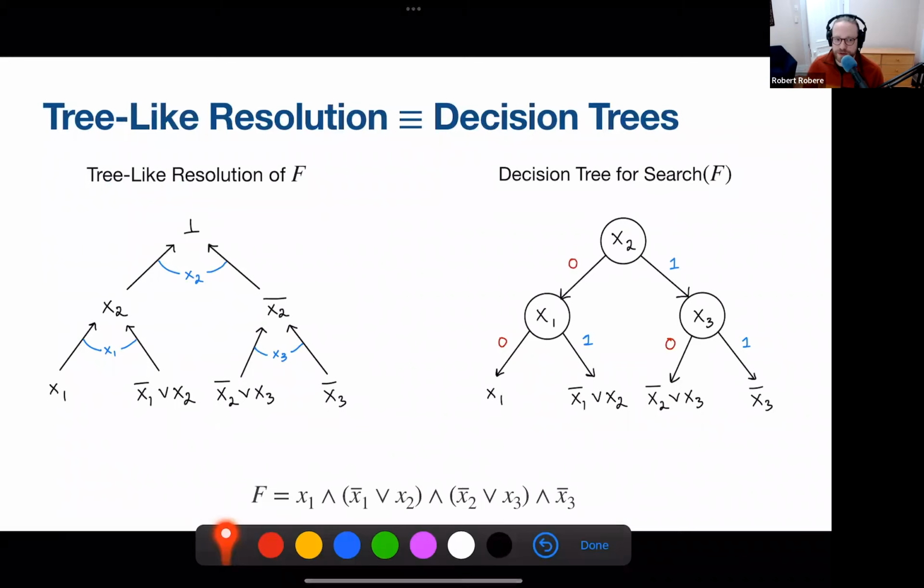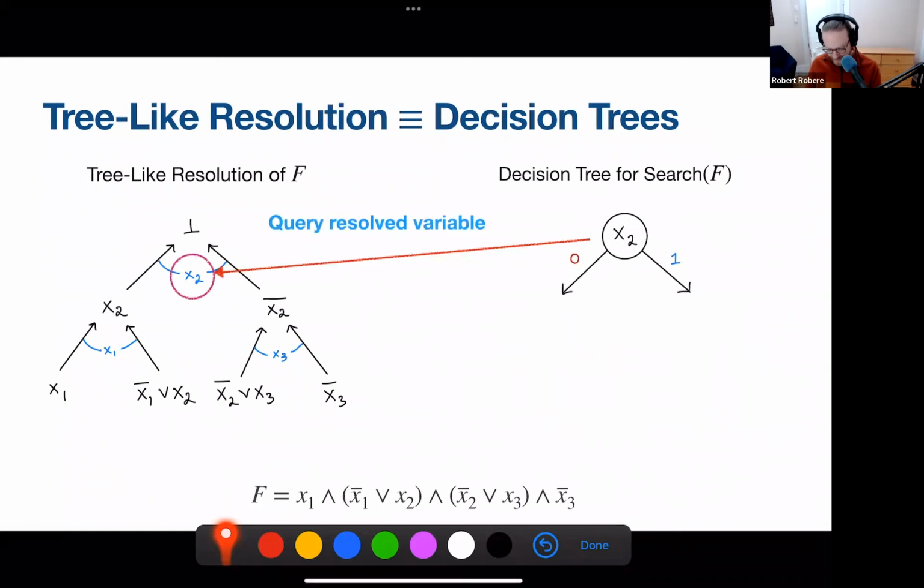Okay, so now I said earlier that tree-like resolution is sort of equivalent to decision trees for the search problem. So what do I mean by that? Well, from a tree-like resolution proof, I can construct a decision tree and vice versa. In fact, these are kind of the same object. And so what's the idea? Well, I can give you one direction.